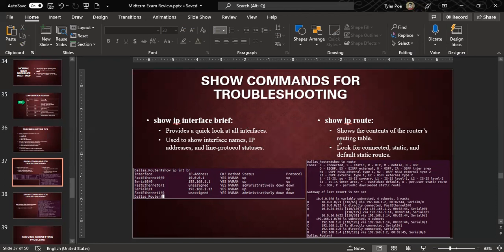Now, show IP route here shows the routing table. It's pretty simple. As I said, it shows the codes at the top, and then shows you the routes that are configured on a switch. So right here, you see OSPF routes configured and connected routes.